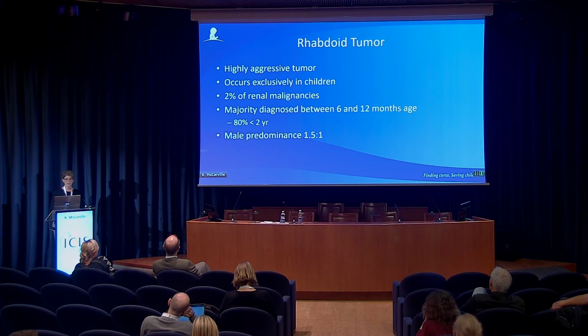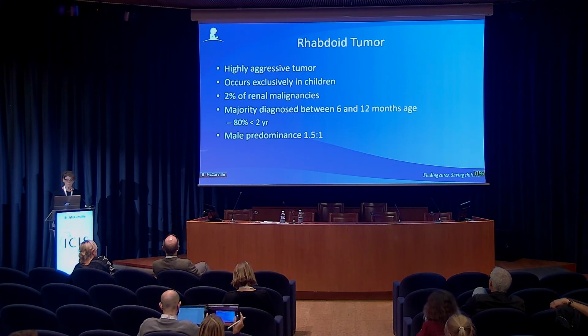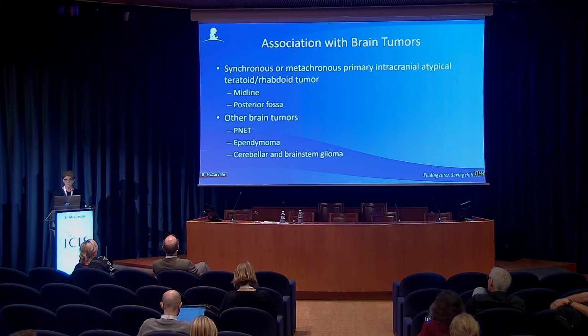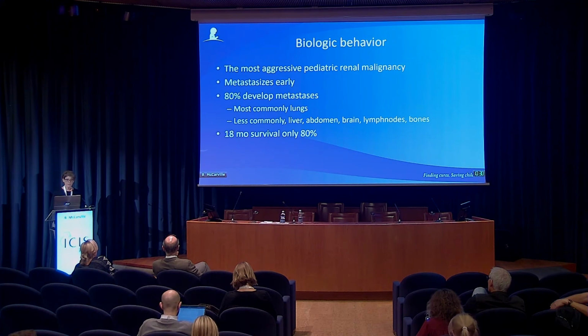Rhabdoid tumor is a highly aggressive tumor that occurs exclusively in children. The majority of these patients are diagnosed very early in life, usually between 6 and 12 months of age, the vast majority before 2 years of age. This tumor has an association with brain tumors that can occur either synchronously or metachronously, the most common of which is intracranial atypical teratoid rhabdoid tumor, which is a midline posterior fossa tumor. This is the most aggressive pediatric renal malignancy.